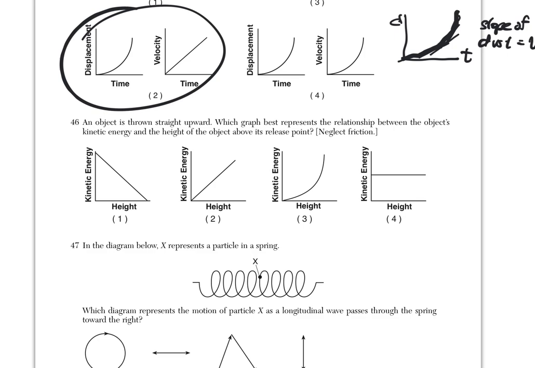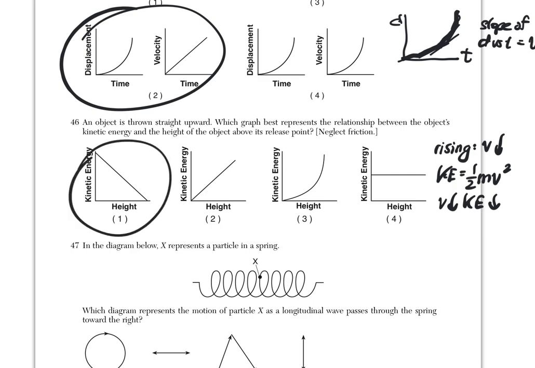46, throw something straight up in the air. What happens to kinetic energy versus time? If I throw something upwards, its speed is going to decrease. It's going to slow down at a steady rate. So if the speed decreases, then the kinetic energy decreases as well. And again, this is kinetic energy versus height, not against time, but the only graph that is decreasing is this guy right here. So kinetic energy as a function of height is going to decrease, and that is choice 1.